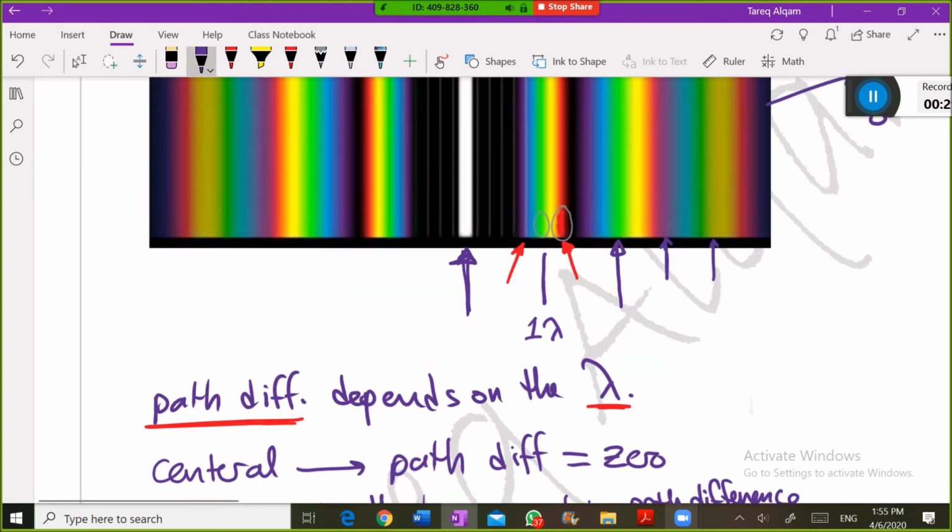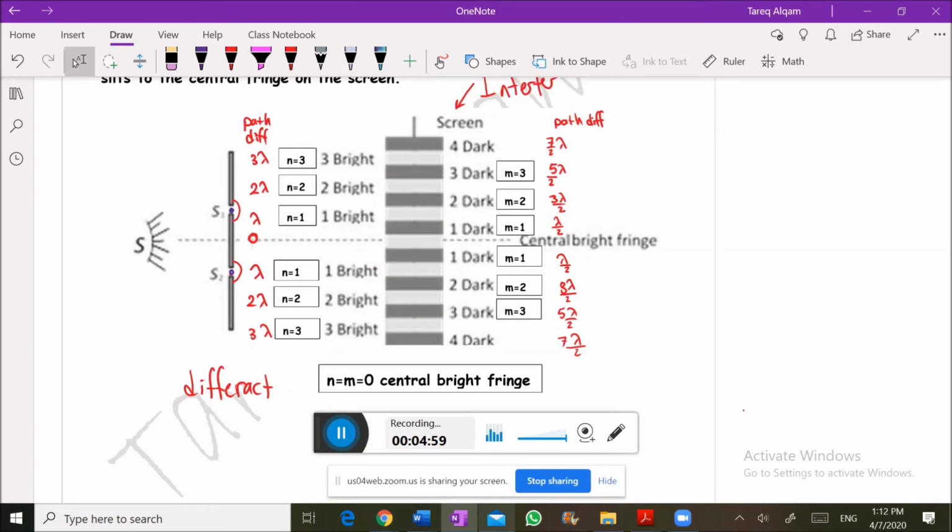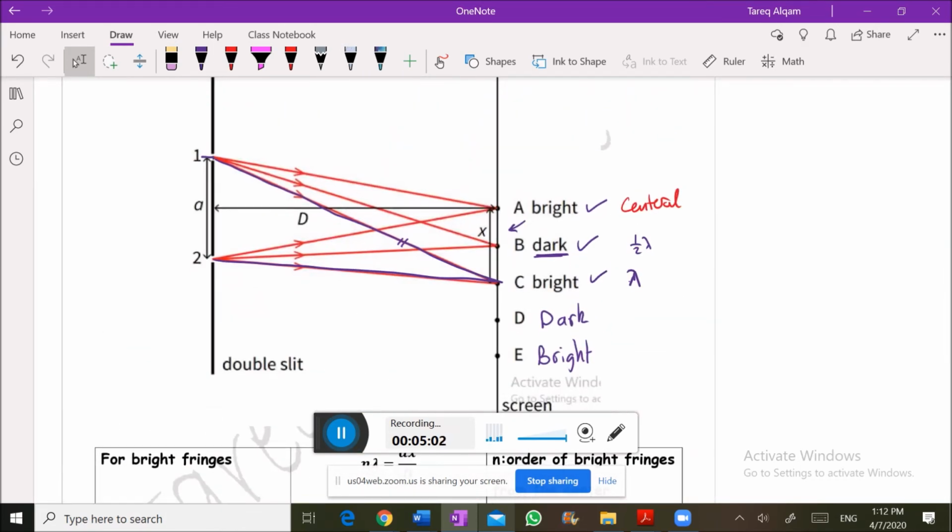At the center, if the path difference, guys, is zero, it is independent of lambda, right? There is no path difference at all. If it's independent of lambda, all the waves in the central region meet in phase. There is no path difference, so all the waves meet in phase. If I mix all the colors together, what do I get? White. Okay? Any question about that?